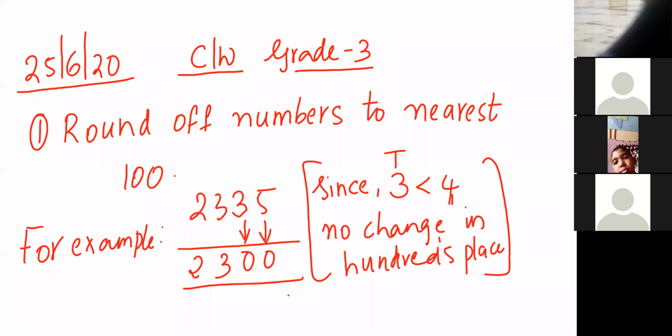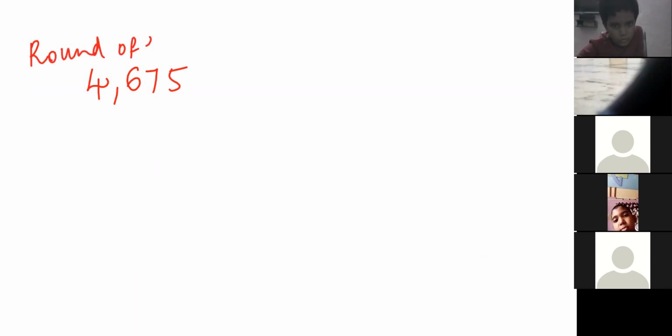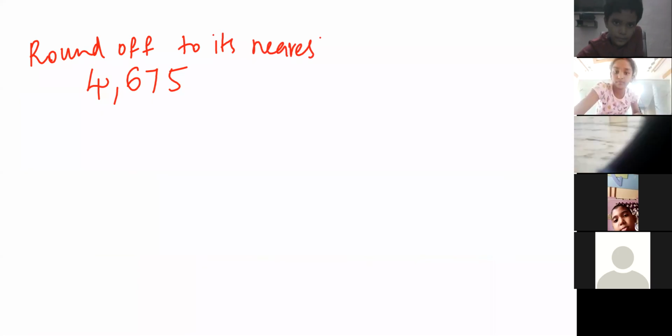I'm going to the next page now. Let me take one more number: 4,675. We have to round off this number to its nearest 100.